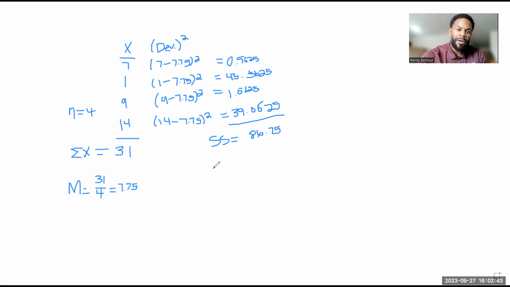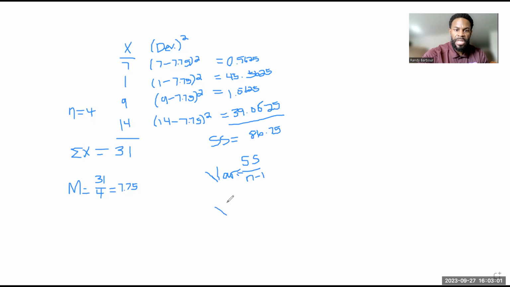Okay. In order to get my equation for variance, for the sample, it's the sum of squares over n minus one, excuse me. Okay. That's an equal sign here.